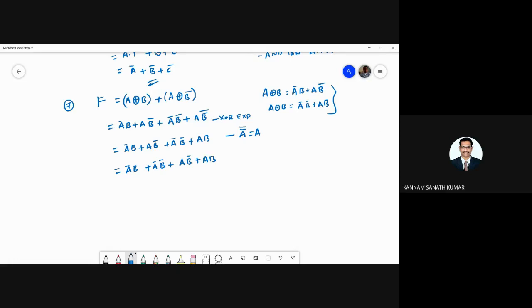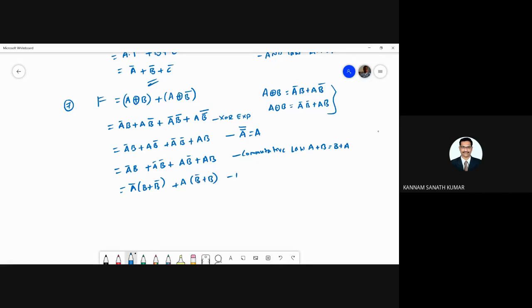AB bar plus AB. Okay. Commutative law. Apply commutative law. So what is commutative law? A plus B equal to what? B plus A. Okay. I rearrange the given terms. So you can take A bar common, B plus B bar. You can take A common, B bar plus B. Okay.